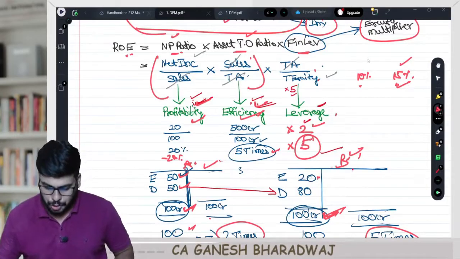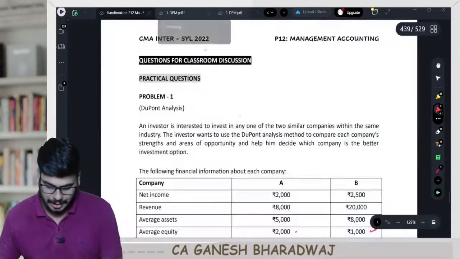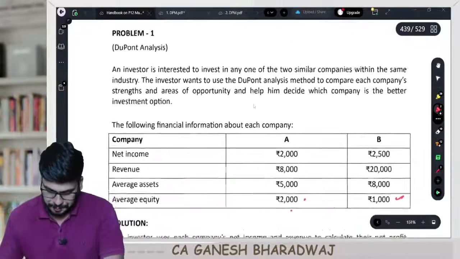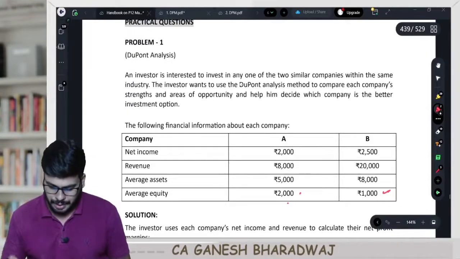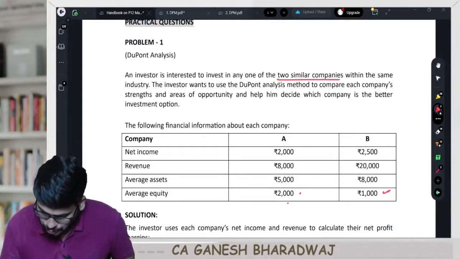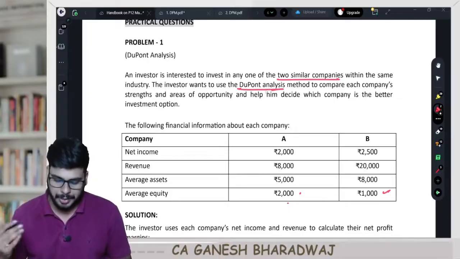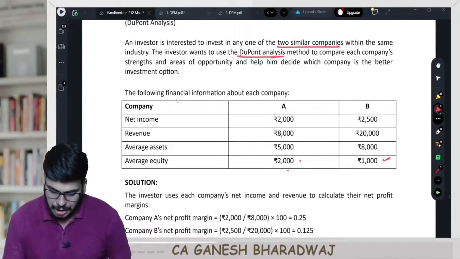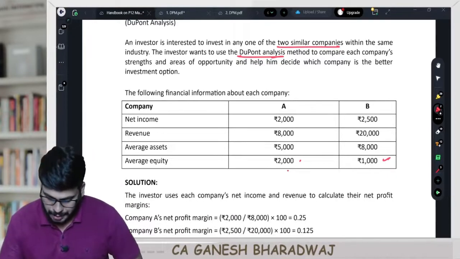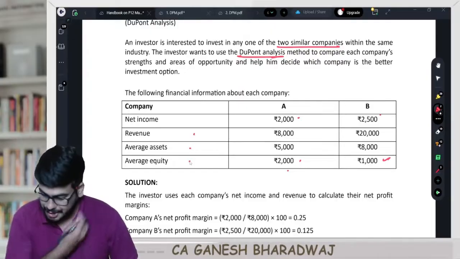Now, let us do one numerical problem in this regard. This will clearly tell us what this particular concept is trying to convey. Clear with this, guys? Now, let's get started. This is question number 1. What have they mentioned? An investor is interested to invest in any one of two similar companies within the same industry. The investor wants to use the DuPont analysis method to compare the companies' strengths and areas of opportunity and help him decide which company is better. The following is the information about the companies. Net income is given, revenue, average assets, average equity.